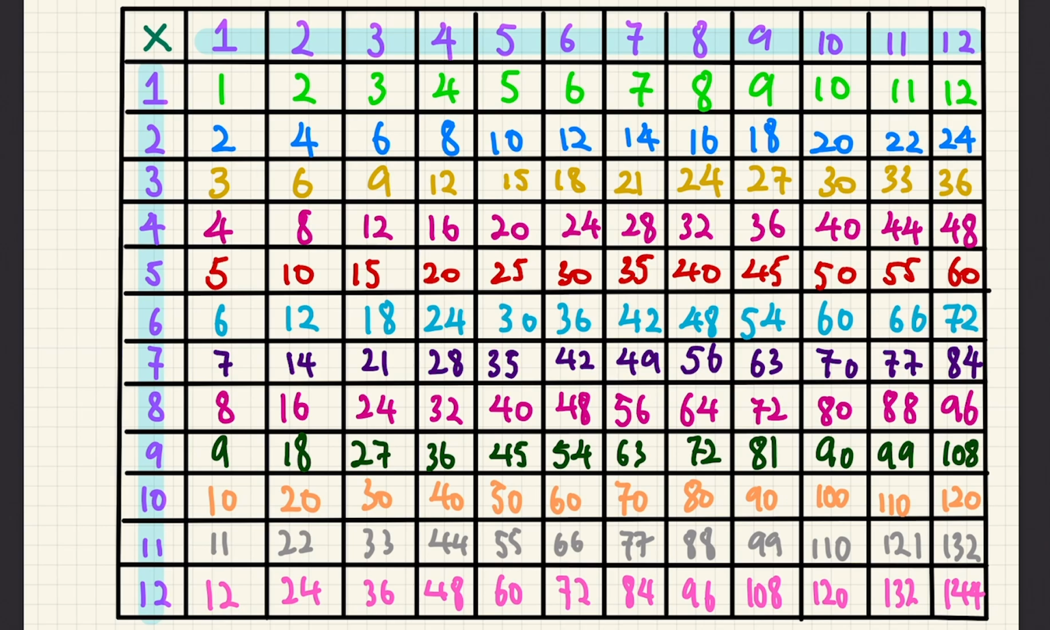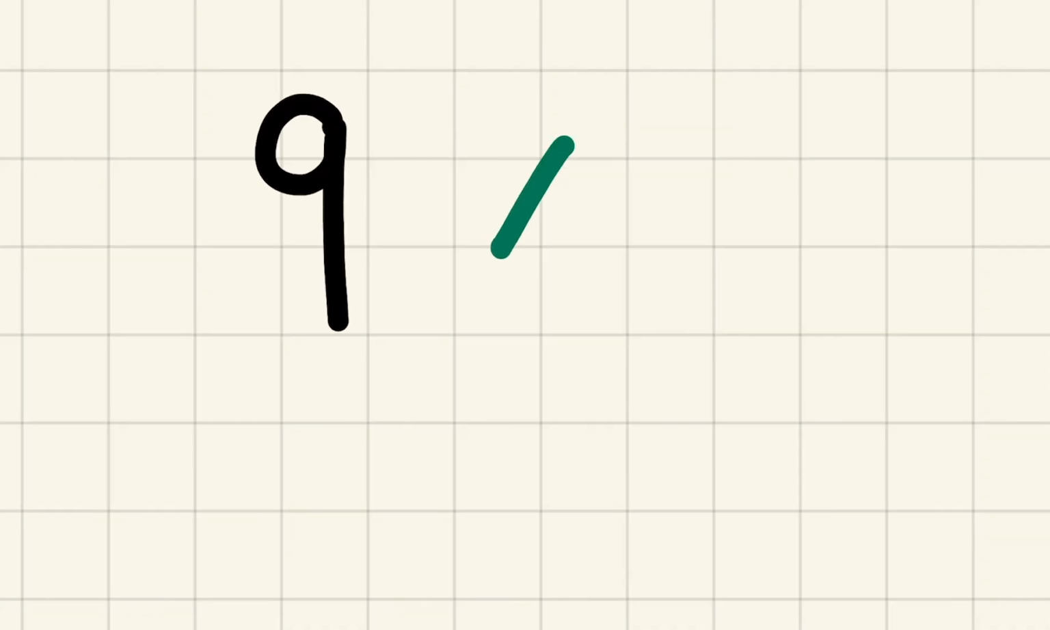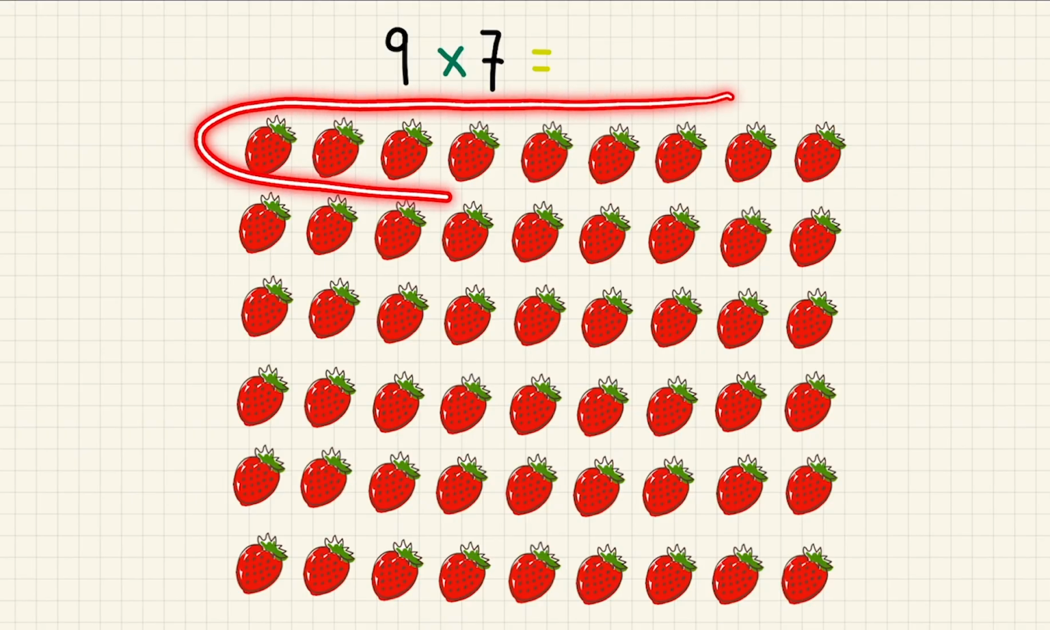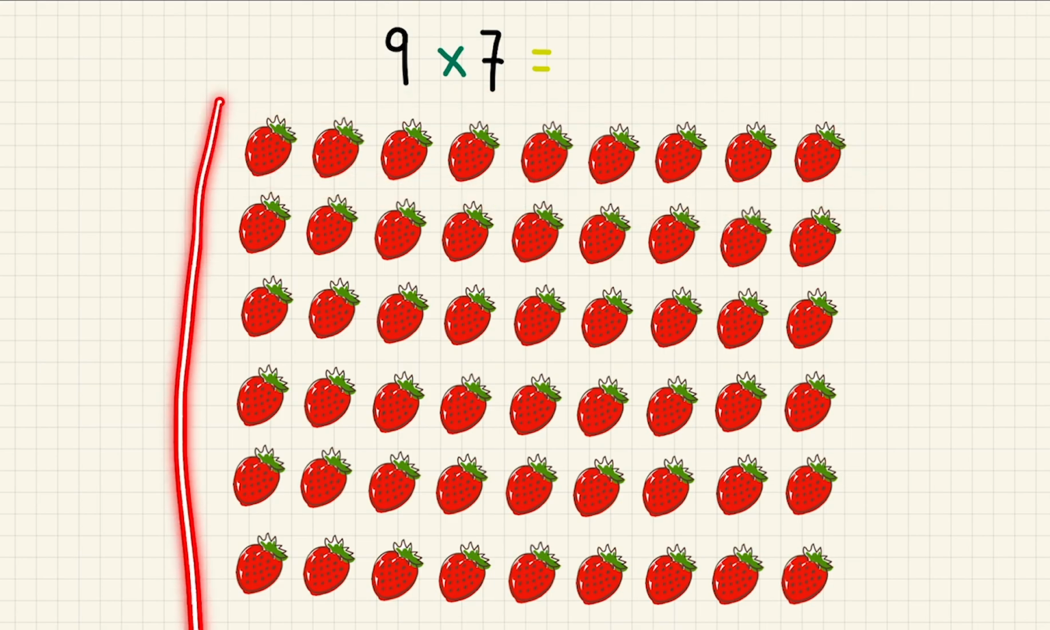We can also look at our multiplication table. 3 times 4 equals 12. Let's try another question. This question will be a little harder. 9 times 7. Let's say we have 9 strawberries in each group and we have 7 groups.